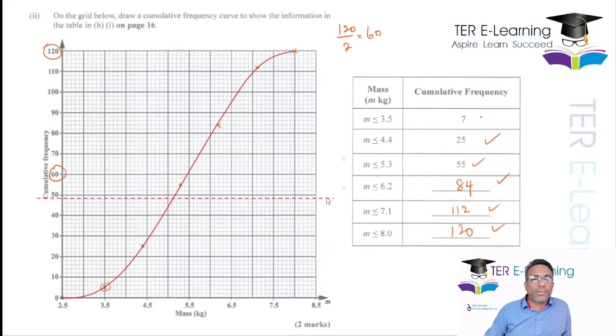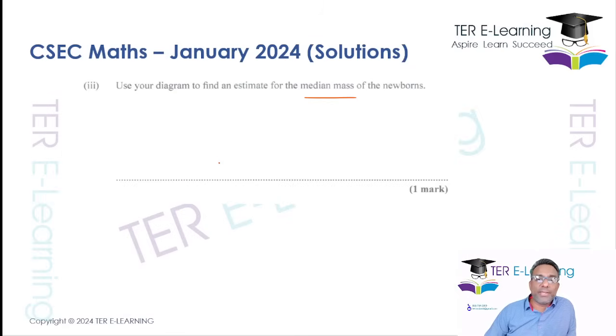Right, so here's what we're going to do. We're going to read off at 60. Now remember it's an estimate, so your answer may be a little different to my answer. But it looks like I'm getting a value close to maybe 5.5 around there. So your answer should be approximately around there as well. So this here is your median, about 5.5 kilograms.